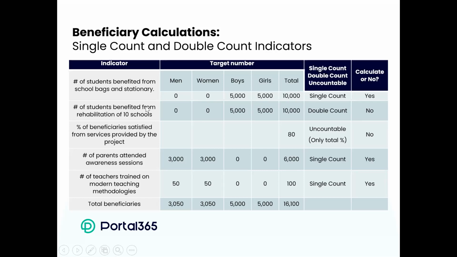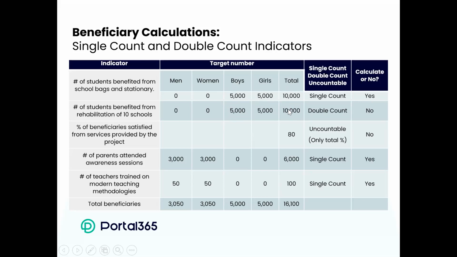Then we have the number of students benefiting from rehabilitation of 10 schools. In this project, for example, we are rehabilitating 10 schools. In these 10 schools, we expect the same 10,000 students. So we put the same figure, but are we going to count them again in the total? No, because we already counted them in the previous indicator. These 5,000 girls are still the same, and these 5,000 boys are still the same. So we will not have 20,000 people, because they are the same people.